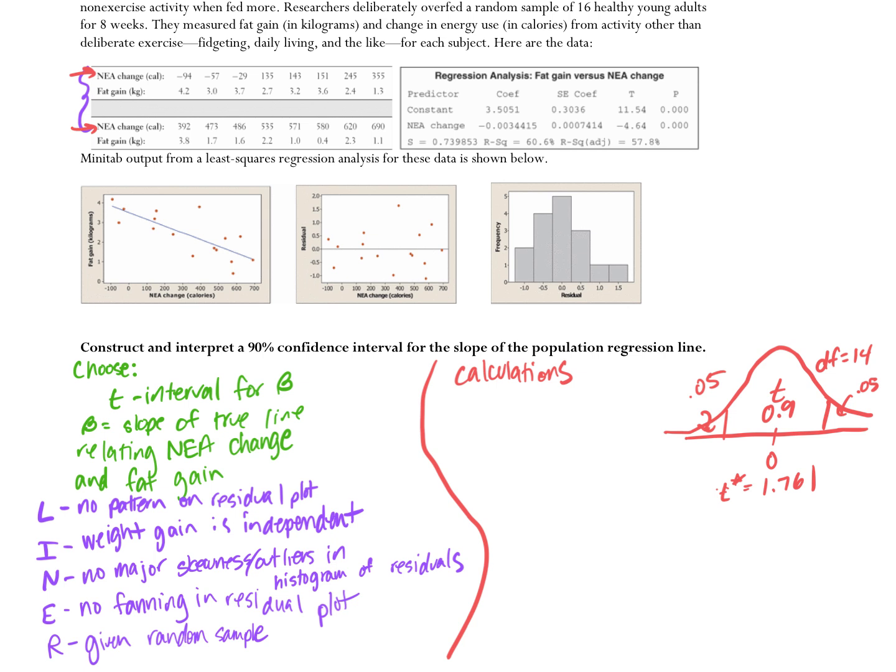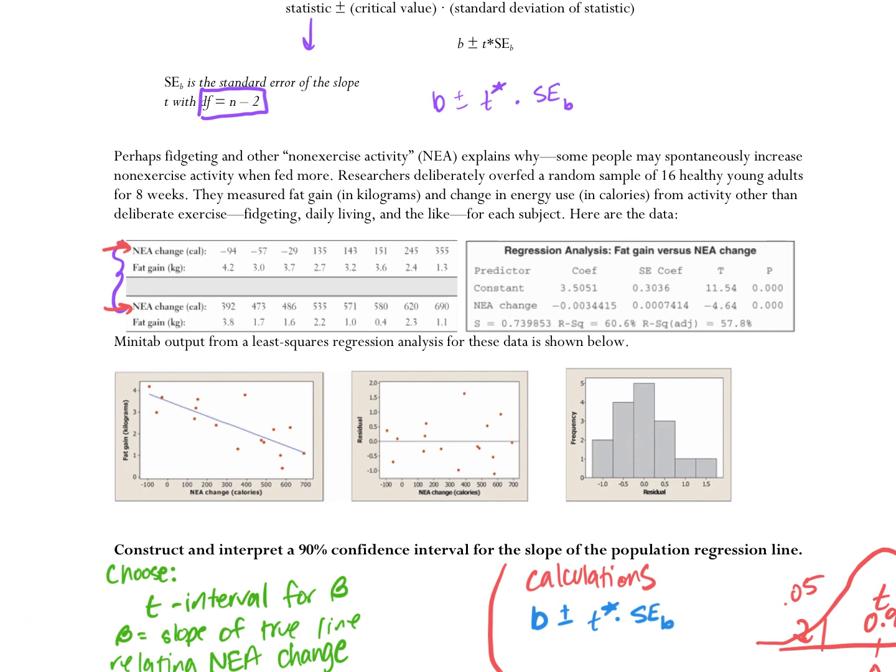All right, great. So we need to do B plus or minus T star times the standard error of B, okay? All right, so B is the slope of my sample. So if I give you this information, are you with me that this box right here has all of my calculations in it? Okay, do you guys remember how to find the slope from this box?